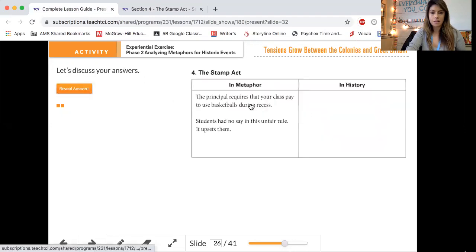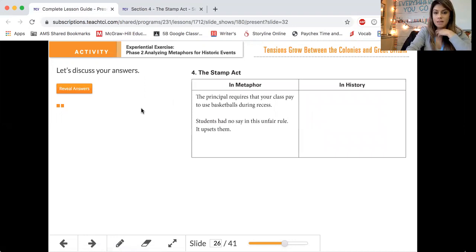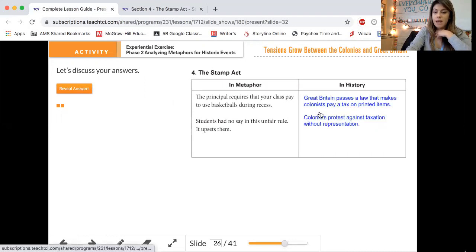All right, let's look at the answers. For the principal requires that your class pay to use basketballs during recess, that would be Great Britain, or the principal, passes a law that makes colonists pay a tax on printed items. So again, in this metaphor, you guys, or the students, are the colonists, and the principal is Great Britain.